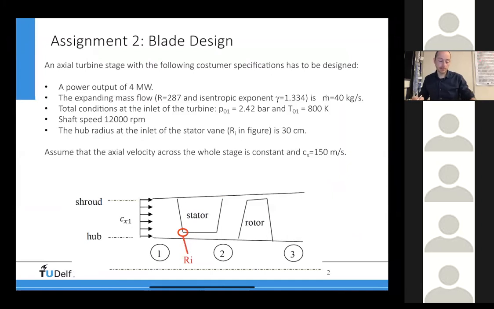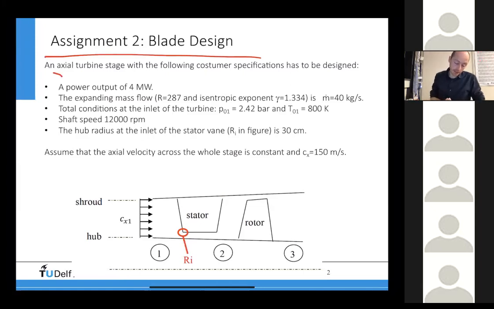And the assignment is like this. You have a blade design, and now it's for a turbine. So you need to do the same thing for a turbine. The stuff that I just did for the compressor, you need to do as a homework assignment for the turbine. You design the three-dimensional shape of the stator and the rotor for the turbine by assuming that we are going to use the free vortex design.